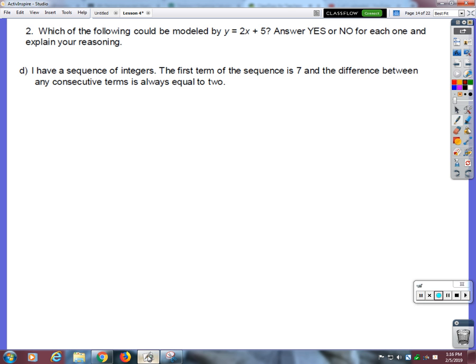All right, Weston. A sequence of integers. The first term of the sequence is 7, and the difference between any consecutive terms is always equal to 2.